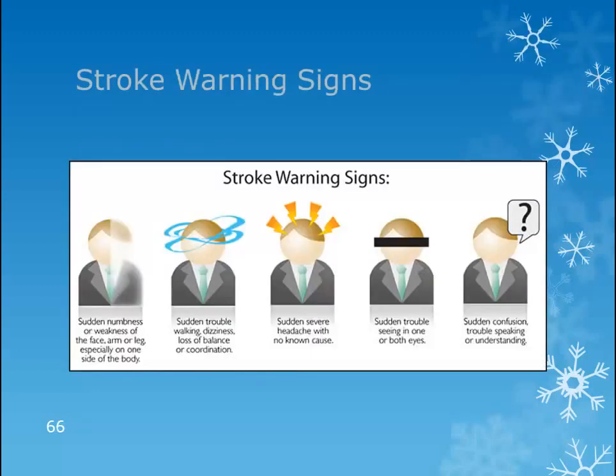Stroke warning signs. Sudden numbness or weakness in the face, arm, or leg, especially on one side of the body. Sudden trouble walking, dizziness, loss of balance or coordination. Sudden severe headache with no known cause. Sudden trouble seeing in one or both eyes. Sudden confusion, trouble speaking or understanding.